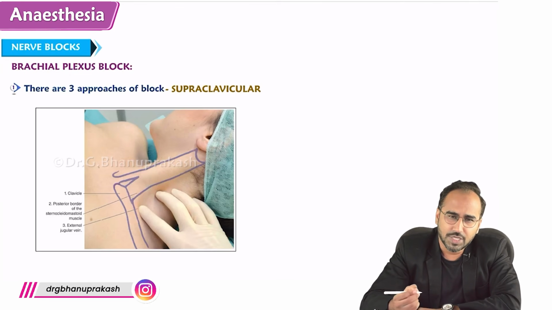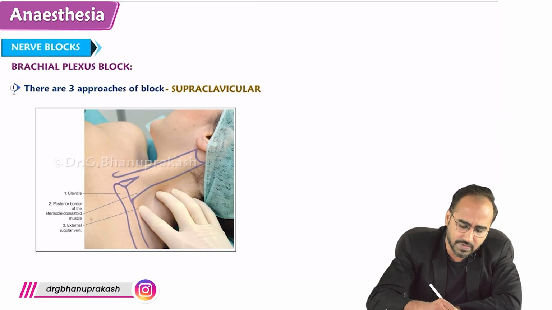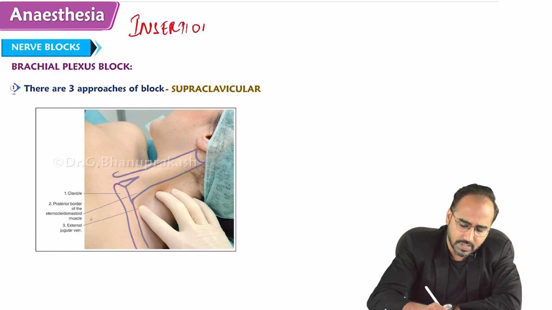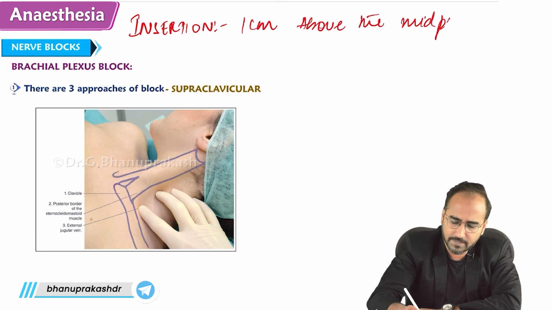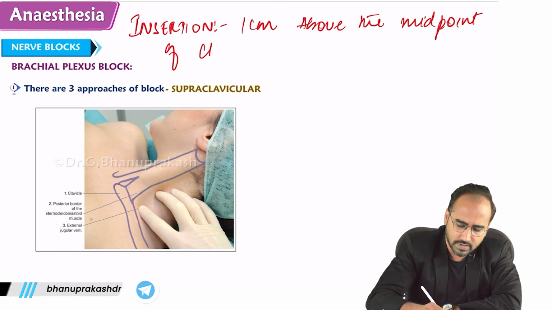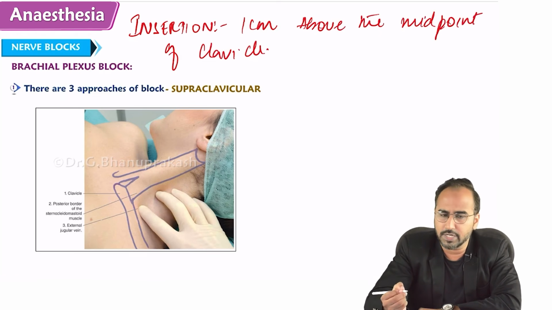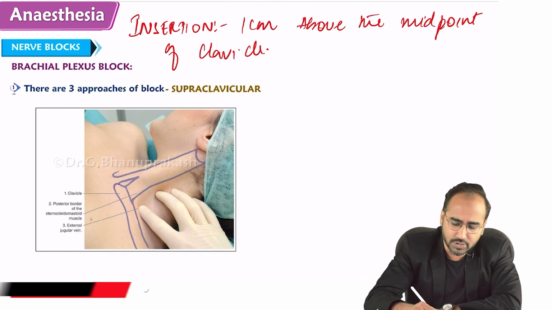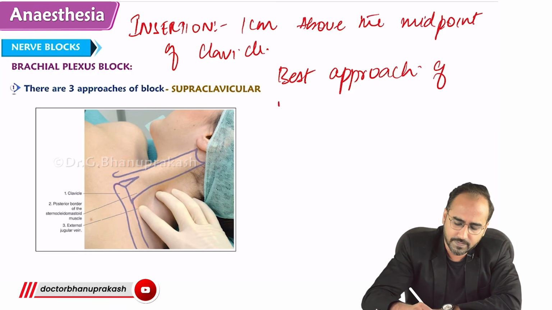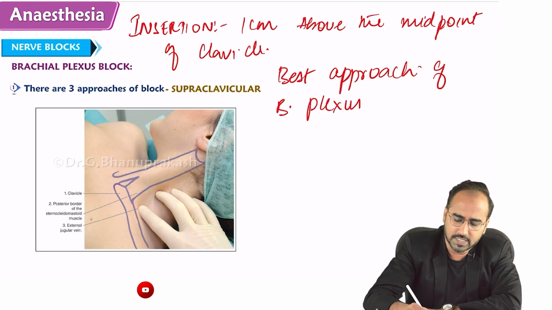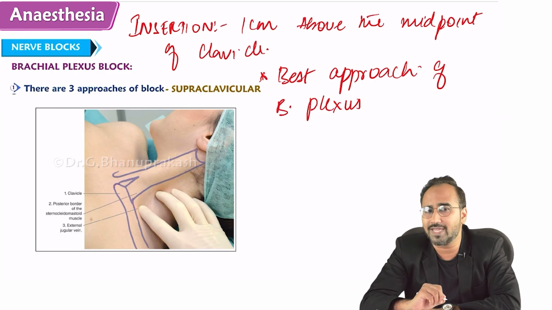What is supraclavicular, guys? Supraclavicular approach means you are inserting the needle 1 centimeter above the clavicle. Where are you inserting the needle? Needle insertion is 1 centimeter above the midpoint of the clavicle. You introduce the needle. The supraclavicular approach is regarded as the best approach of brachial plexus. It is by far the best approach. Why is it regarded as the best approach?